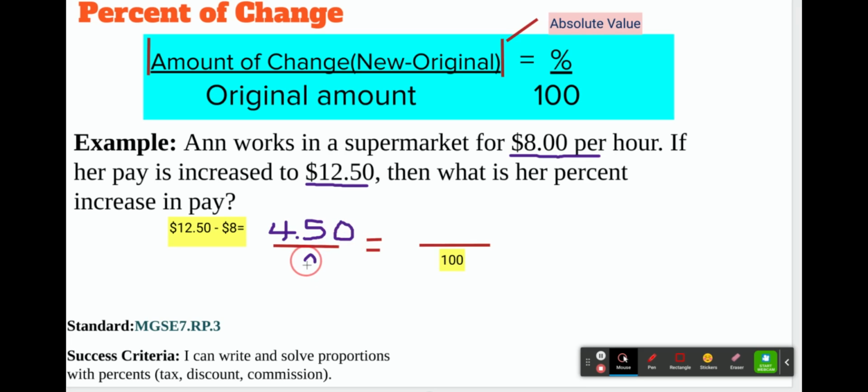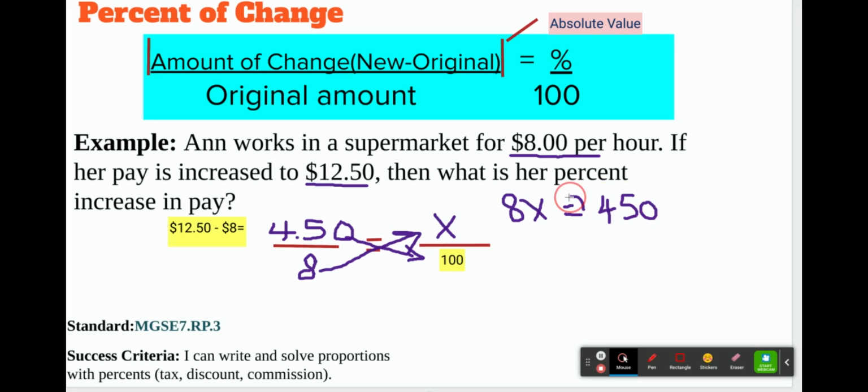Our original amount is $8. We'll use x to represent our percentage because we do not know that yet. Then 100. Now we have our proportion we can solve. To solve all proportions, you cross multiply, set up an equation, then solve for x. 8 times x is 8x, which is equal to $4.50 times 100 is 450.